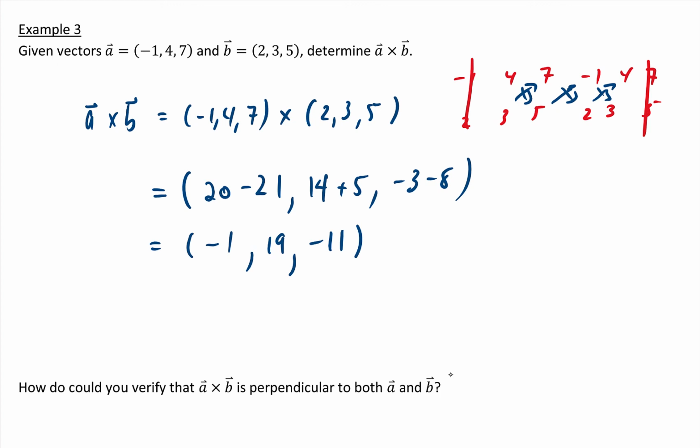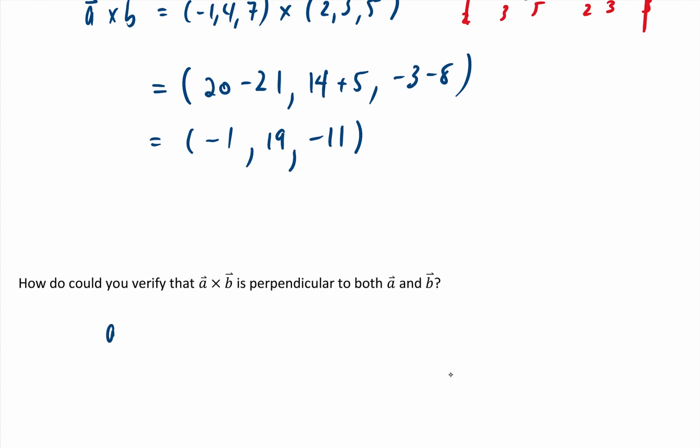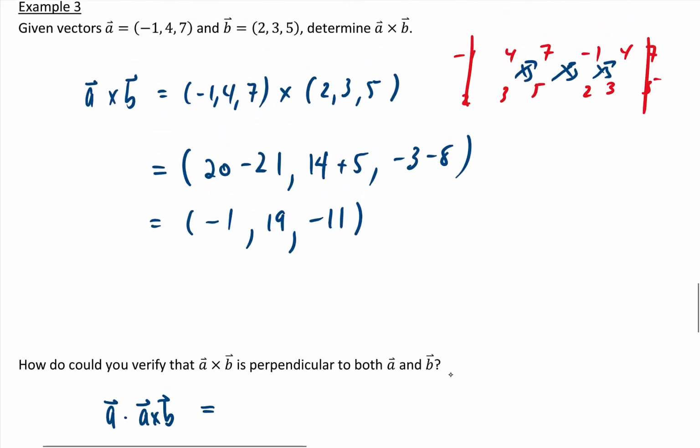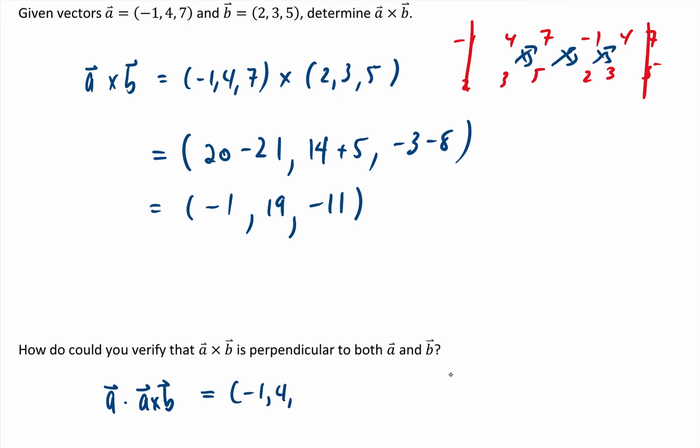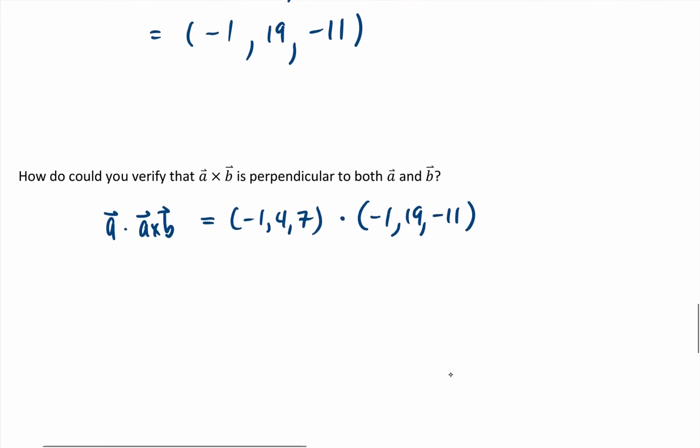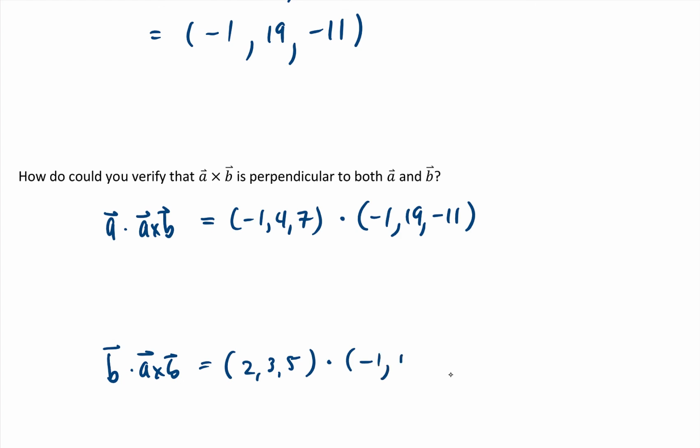So again, you can use the formula, or you can use this algorithm. Last thing, now that we've shown you how to find a vector perpendicular to two other vectors, how could you verify that A cross B is perpendicular to both A and B? Recall that we can now take the dot product, so we can take A and dot it with A cross B, and if they are perpendicular, we should end up with the result of 0. So we're going to take -1, 4, and 7, and dot it with -1, 19, and -11. Same thing with B. I can do B dot A cross B, and for this we'll have 2, 3, and 5, and we'll dot it with -1, 19, and -11. This is a good way to check your work.